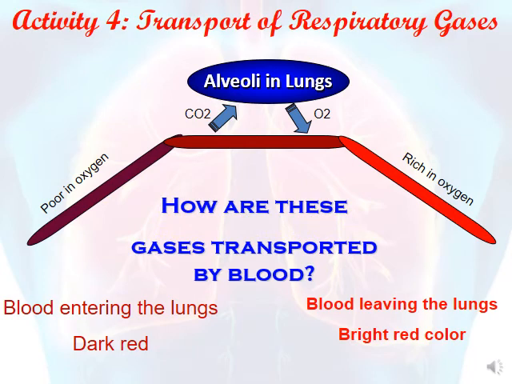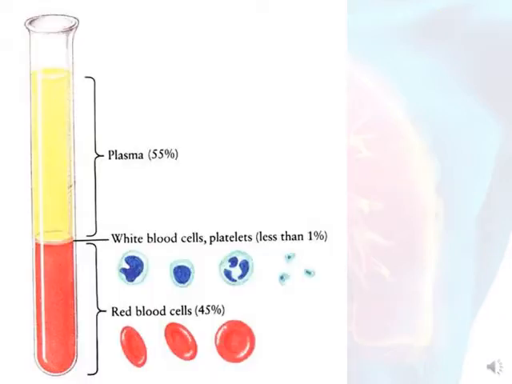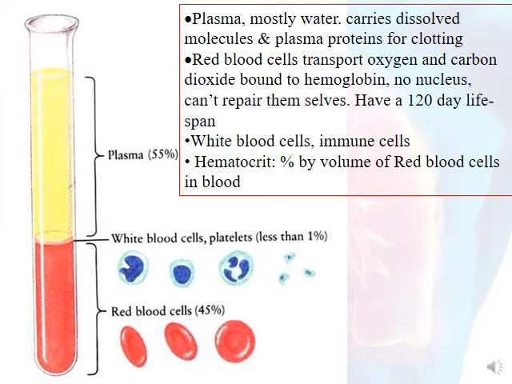How are these gases transported by the blood? We're going to identify this in the second point of the respiration. This represents the components of the blood. Plasma, mostly water, carries dissolved molecules and plasma proteins. They are important for clotting.